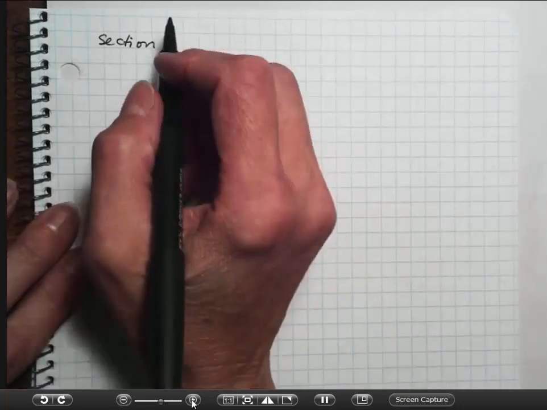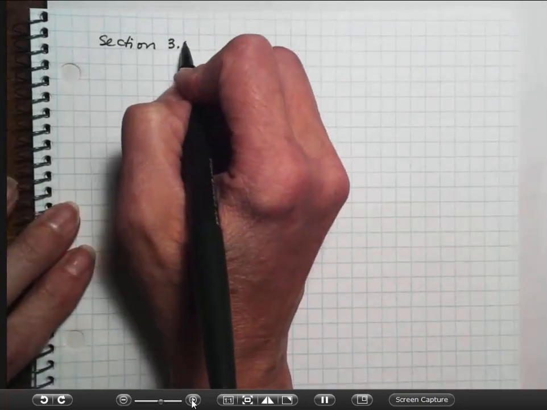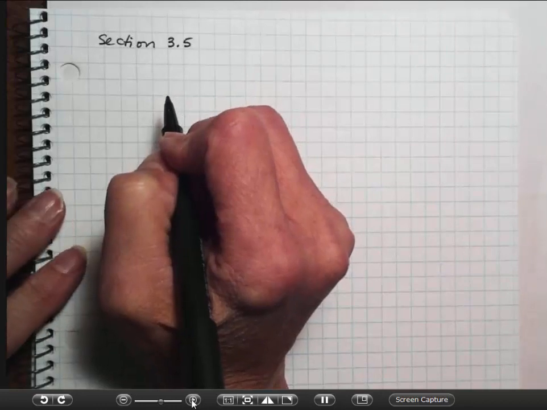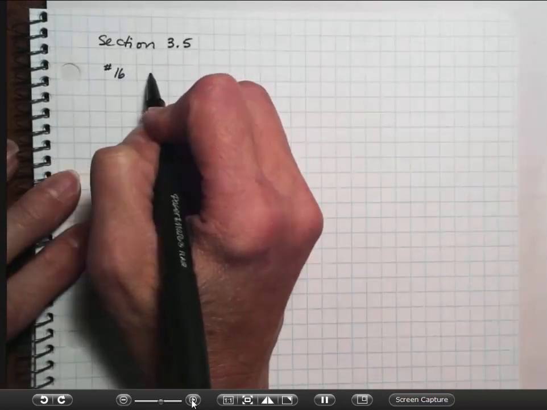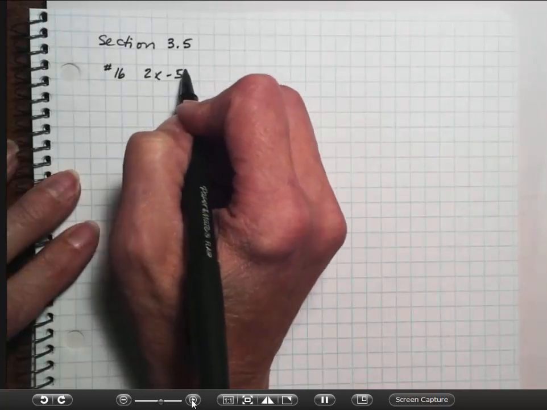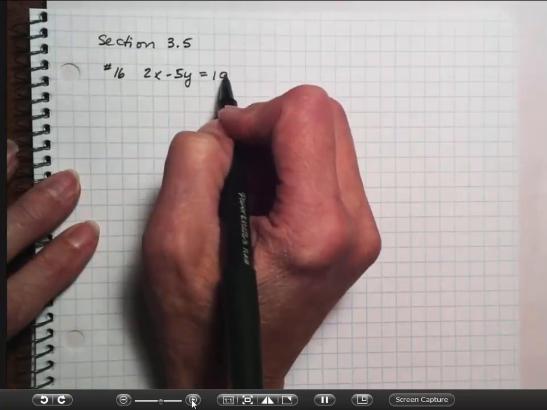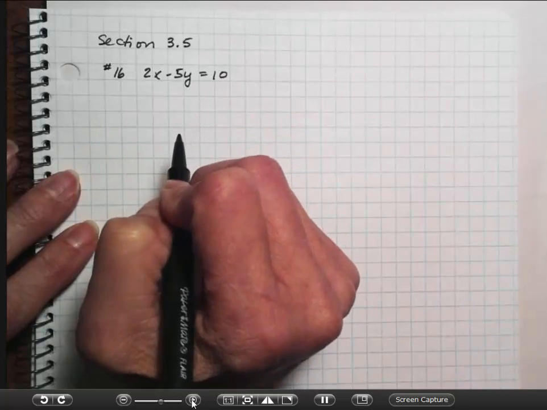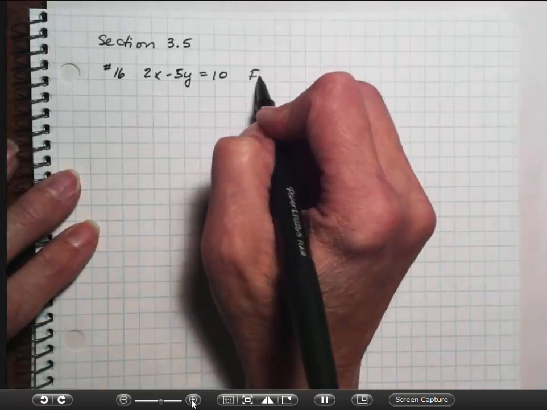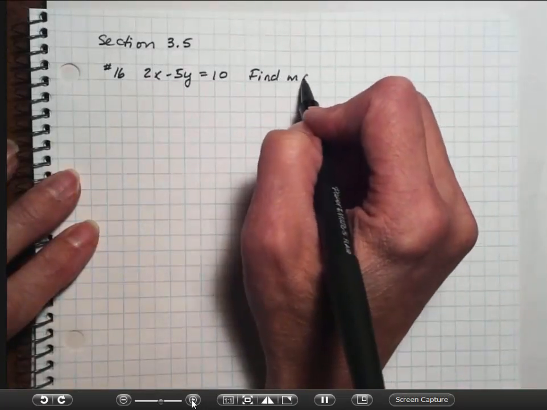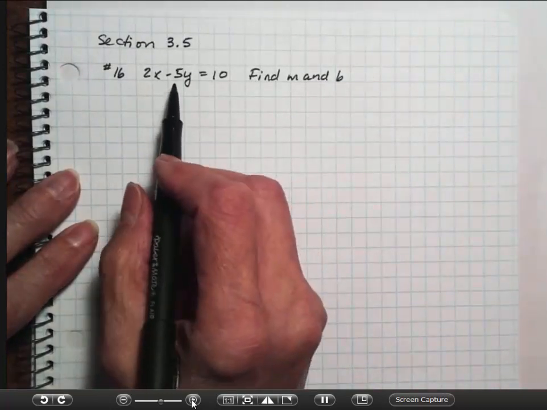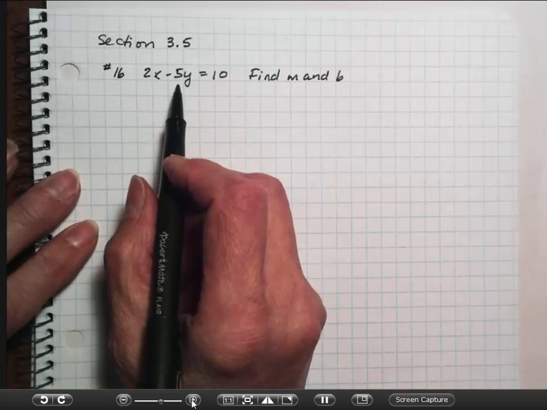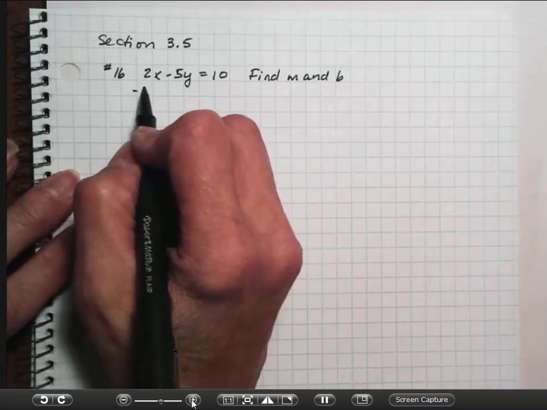We're in section 3.5, and the first problem I'm going to do is problem number 16, which says 2x minus 5y equals 10. And we're asked to find the y-intercept and the slope, so we're going to find m and b. To be able to do that, we need to solve this equation for y. So to solve for y, we're going to subtract 2x from both sides.